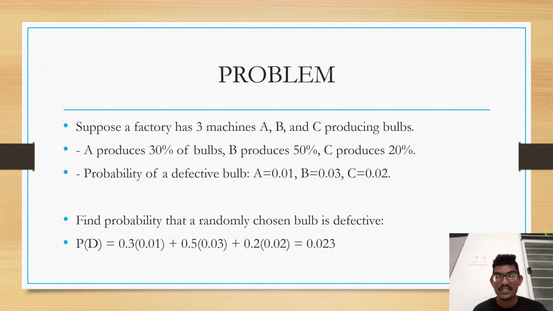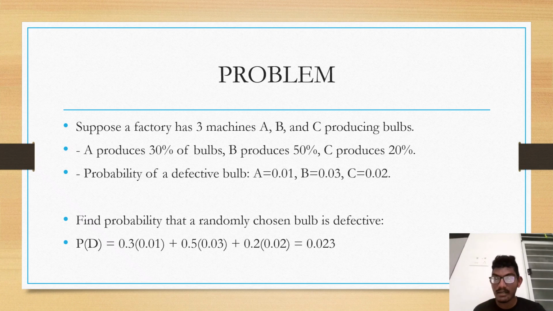Machine A produces 30% of the bulbs, with 0.01 of its bulbs defective. Next, machine B produces 50% of the bulbs, with 0.03 of its bulbs defective. Machine C produces 20% of the bulbs in a factory. Next, we have to find the probability that a randomly chosen bulb is defective.